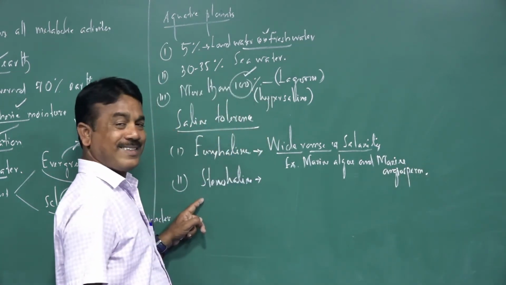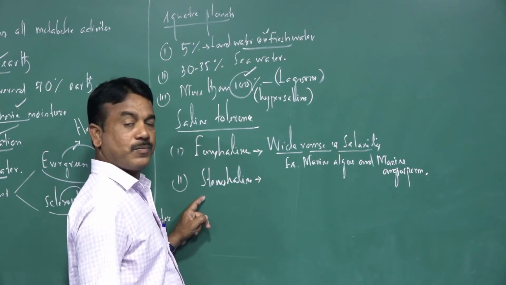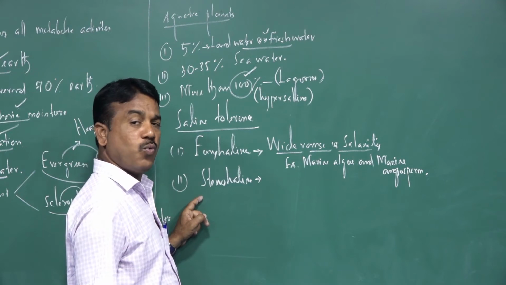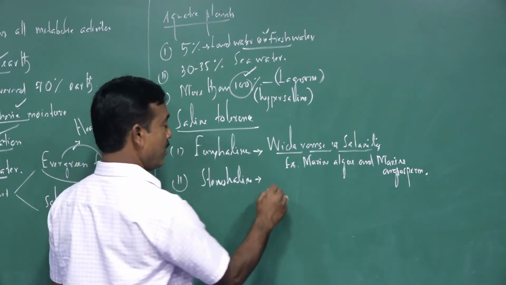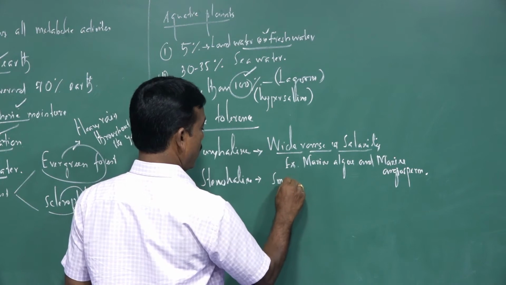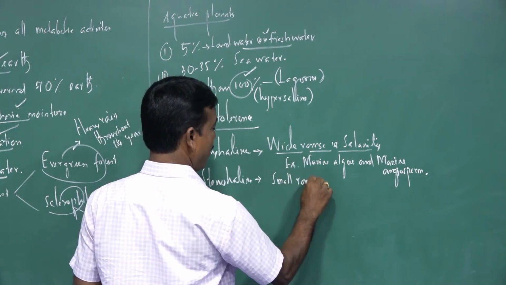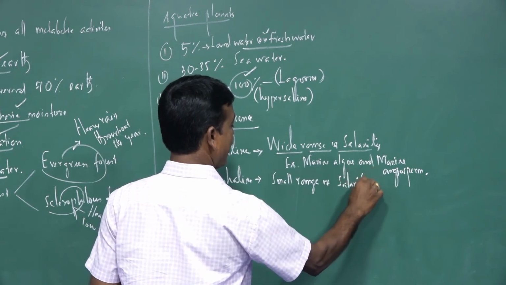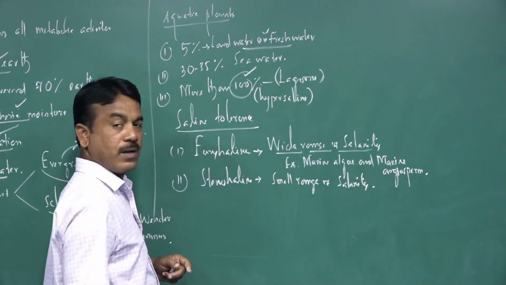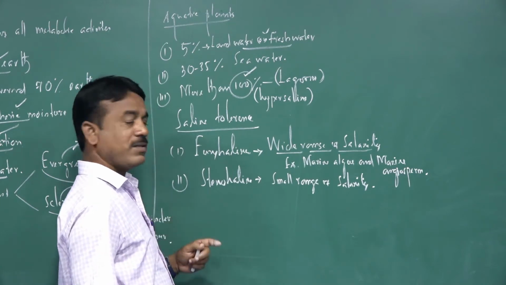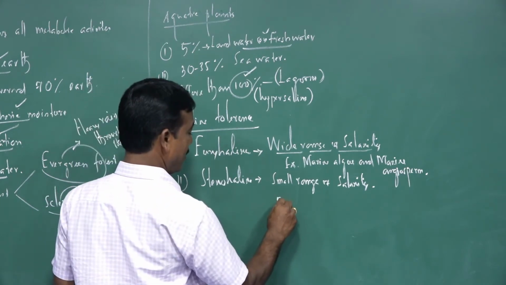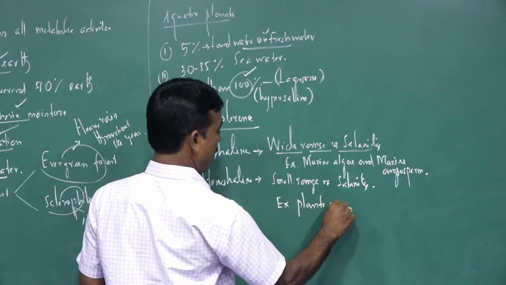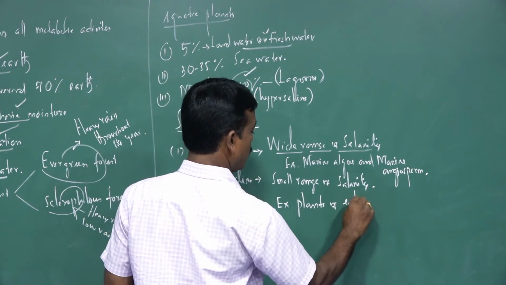So what is commonly called stenohaline? That means the organisms which are found in water with a small range of salinity. What are the examples of stenohaline? Plants of Echuris.